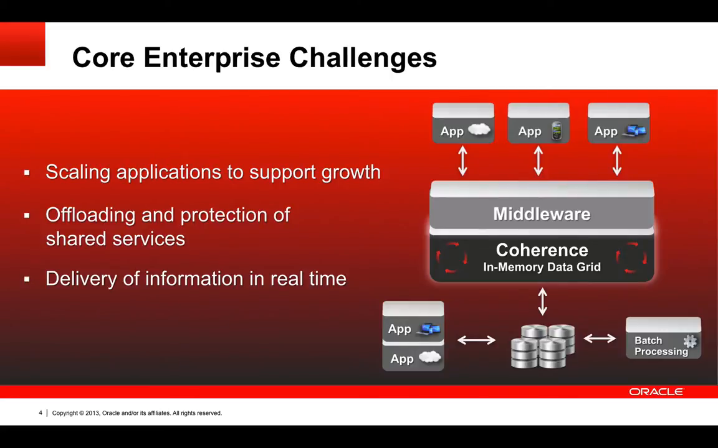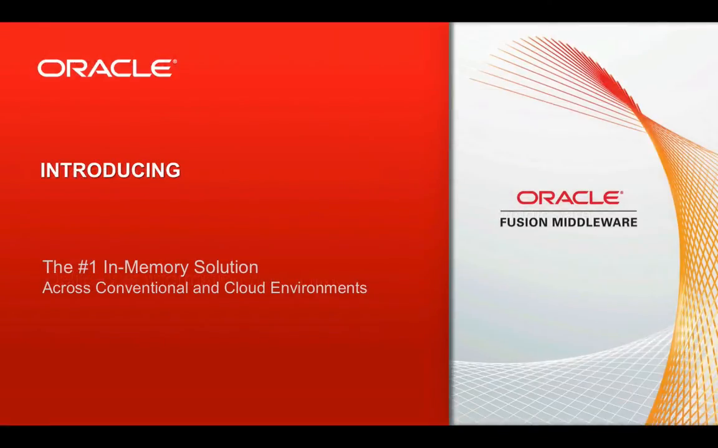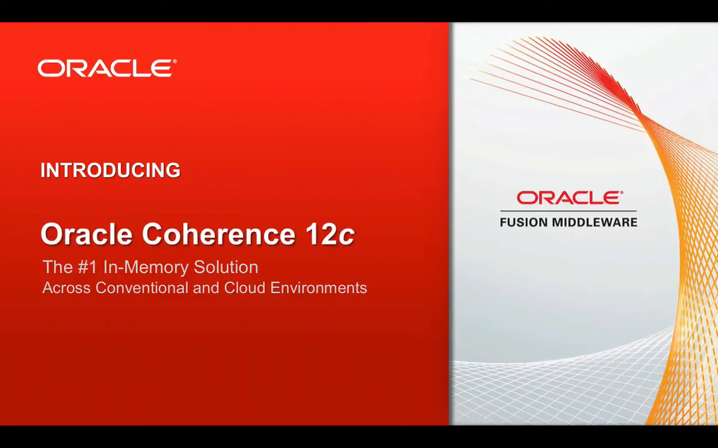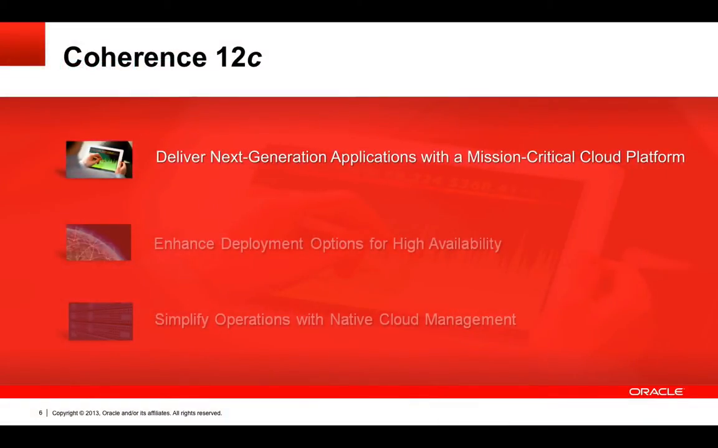So Oracle Coherence 12c helps you address many of these problems, and I'd like to talk about some of the bigger features that we're introducing with 12c and talk about the motivation behind those features. So we've broken down Coherence 12c into three major themes, rather. The first theme I'd like to talk about is delivering next generation applications with the mission critical cloud platform. And the first feature that I'd like to talk about there is something that we call Coherence Live Events.